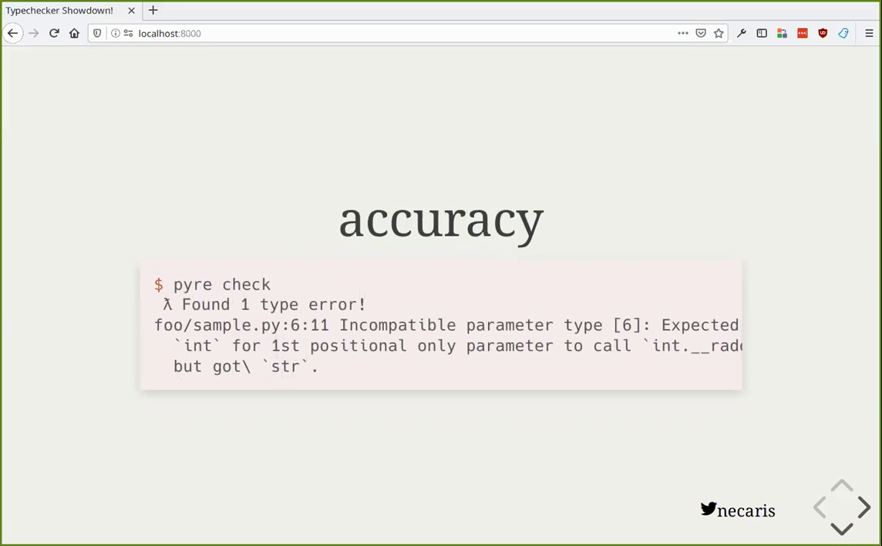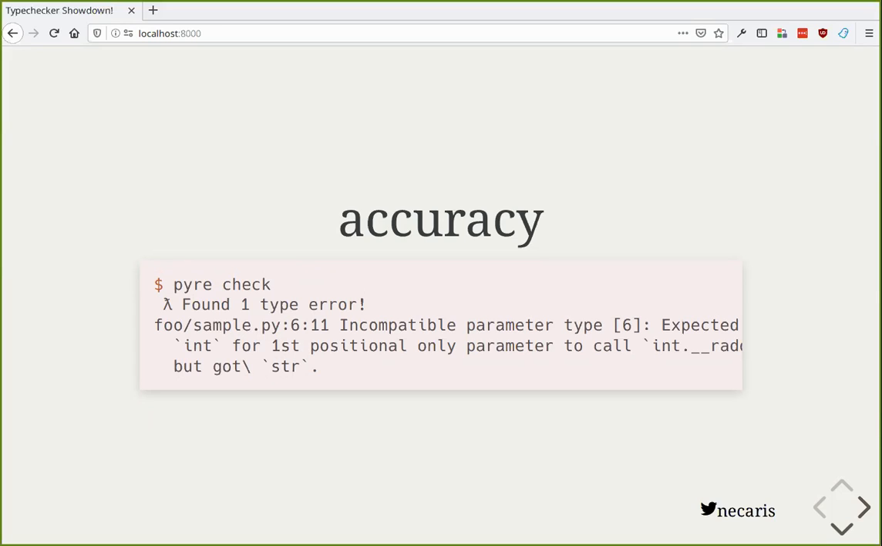Accuracy. All right, so hey, pyre check. It gives me this cool little lambda icon and says I found a type error. Unfortunately, it's only the one type error that MyPy also found, and there isn't really more to that.